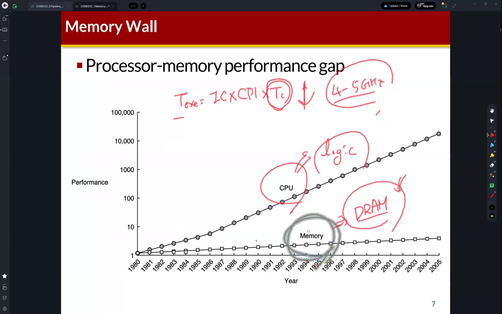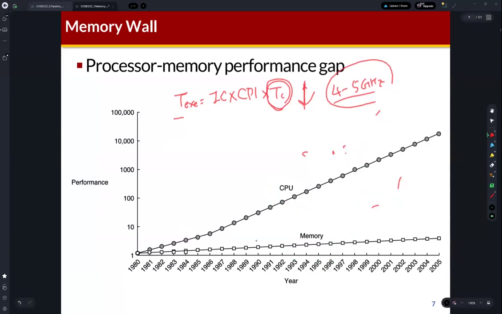So we can observe the performance gap between the CPU and the memory. This performance gap is called the memory wall. Okay. So the memory wall represents that the performance of a computer system is determined by slow memory systems. Okay. So this is bad news, right?